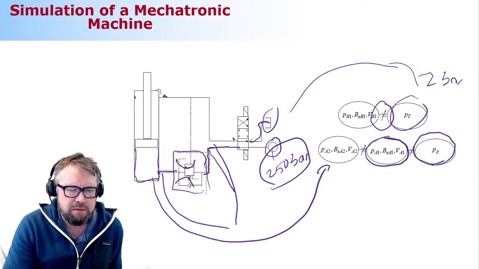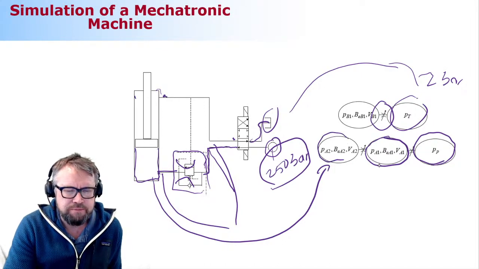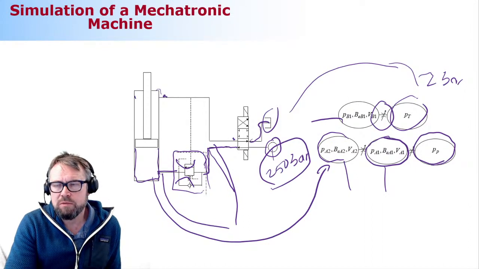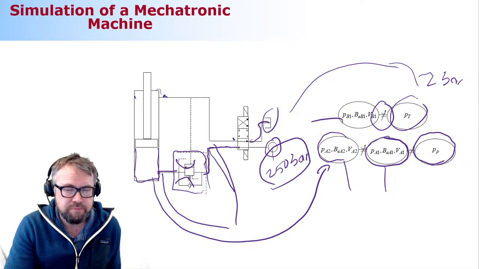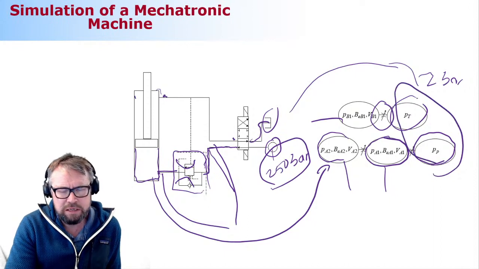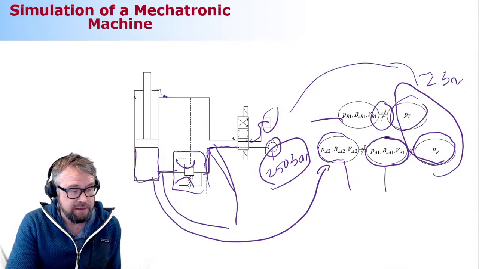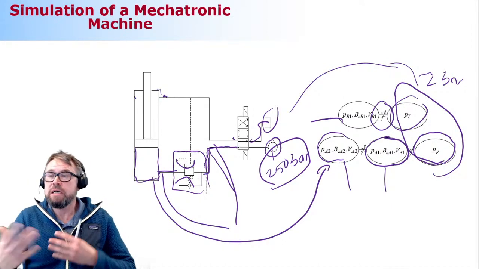So to compute this kind of hydraulic circuit, I need to have 1, 2, 3 volumes where I need this differential equation. And there are 2 additional ones which are constant as a function of time. That's it. So not too difficult at all. So that's how it works.